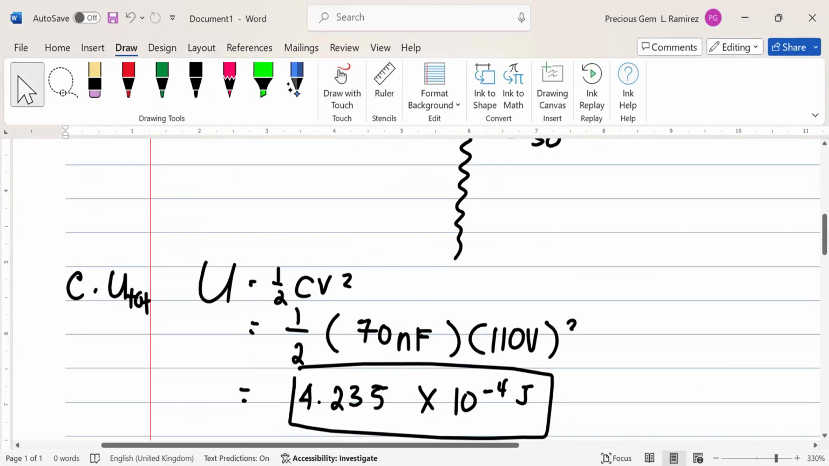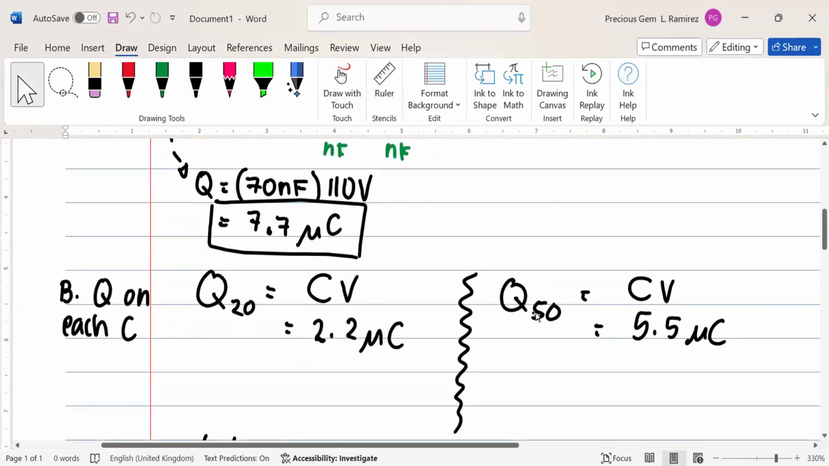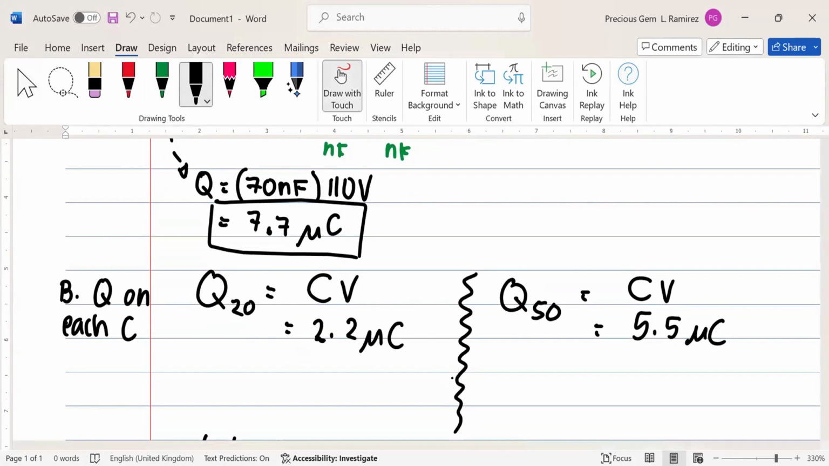What about the charge on each capacitor? If it's on each capacitor, we identify the capacitance of each capacitor. So for Q20, we have C20, and for Q50, we've got C50. So 20 nanofarads times your 110 volts. That's 2.2 microcoulombs. Same is true with your 50 nanofarads. Multiply it by your 110 volts. That is 5.5 microcoulombs.